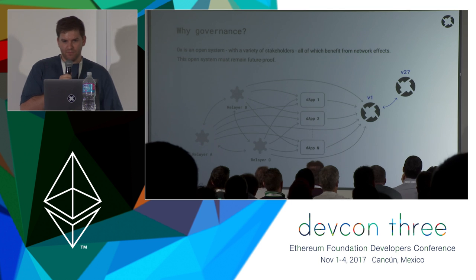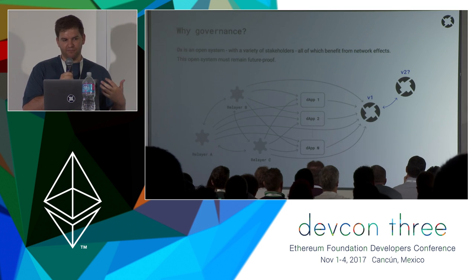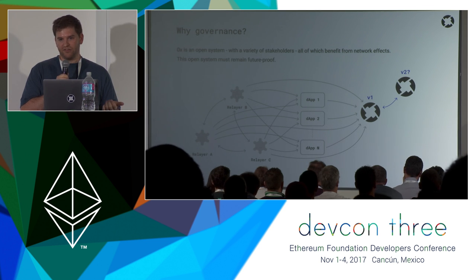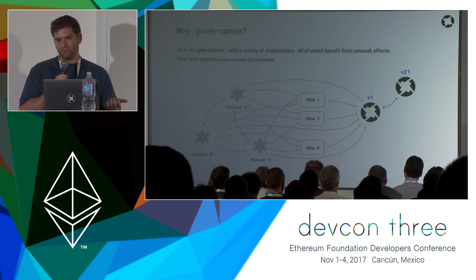And at the same time, 0x protocol is a system of Ethereum smart contracts that are immutable, but they must remain future-proof over time. So how do you decide on protocol upgrades? You can either allow a small group of developers to make all the decisions about the future direction of the protocol, or you can allow all of the stakeholders in the system to have a fair say. So what we decided to do is to create a decentralized governance mechanism that uses token voting for future upgrades to the protocol.